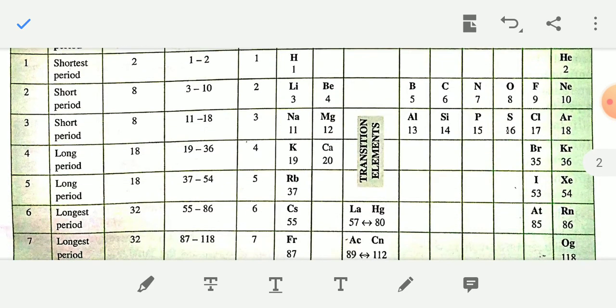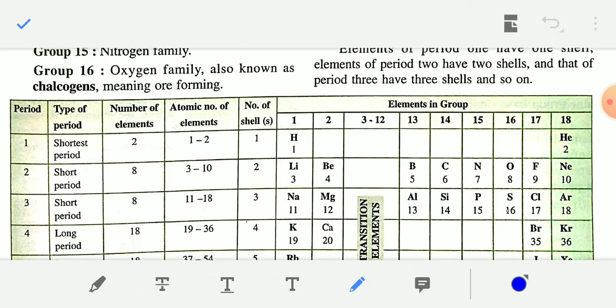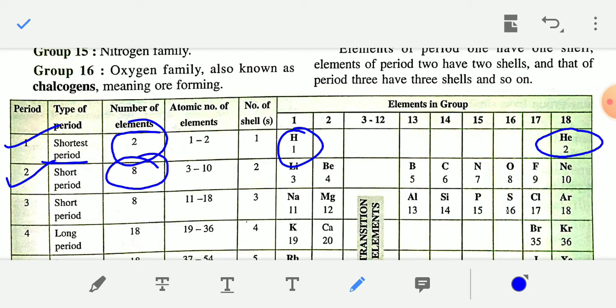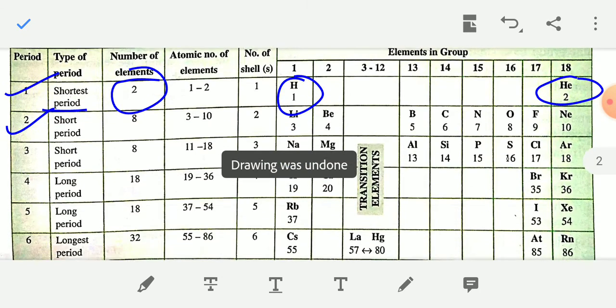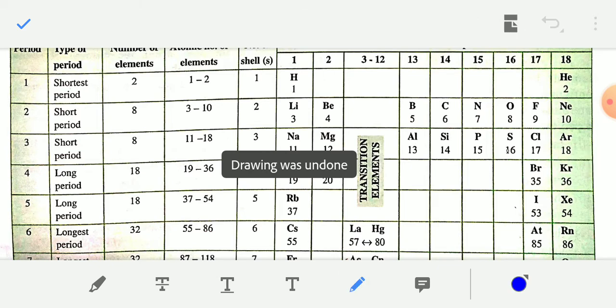You can see period 1 is the shortest period because only two elements are there in period 1, hydrogen and helium. That's why this is also called the shortest period. Period 2 is a short period, and it consists of 8 elements, from lithium to neon.